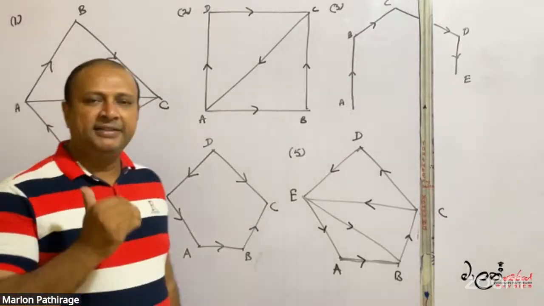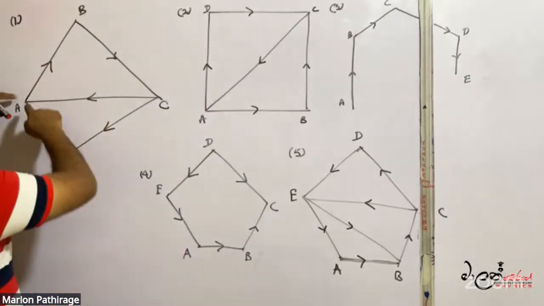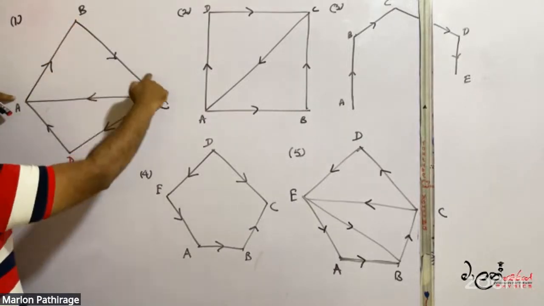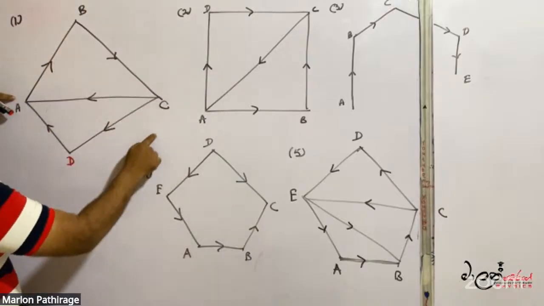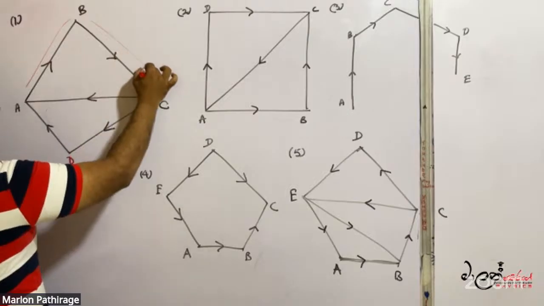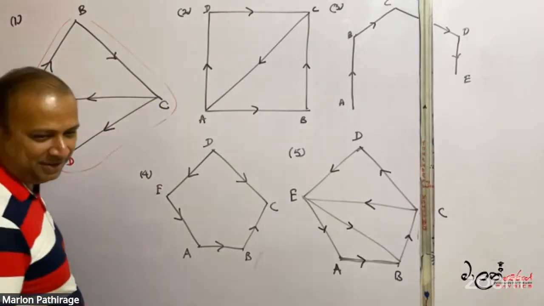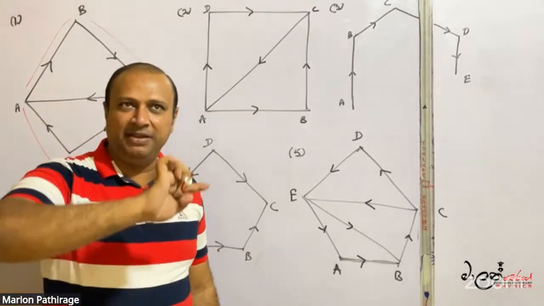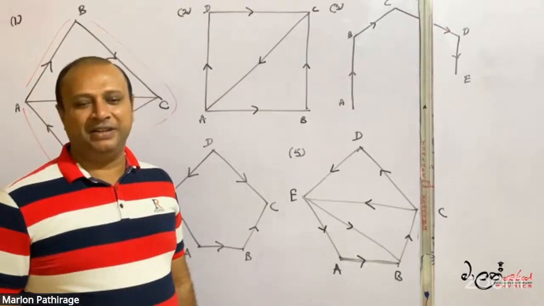But the largest closed loop is A, B, C, D. That is the largest closed loop. All the vectors are in the same direction. Same direction means same anti-clockwise, same rotation direction.